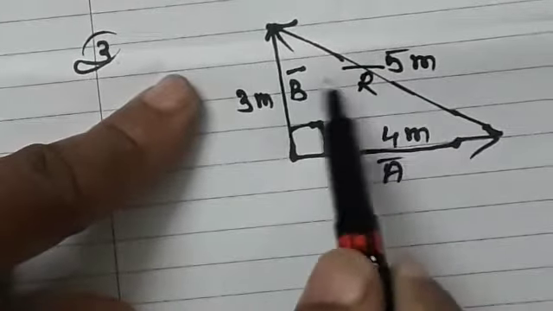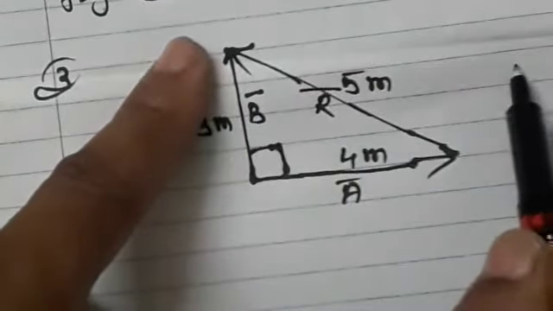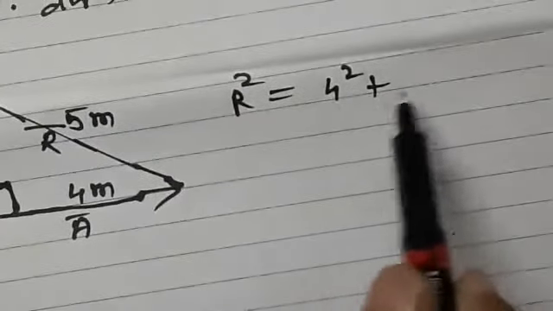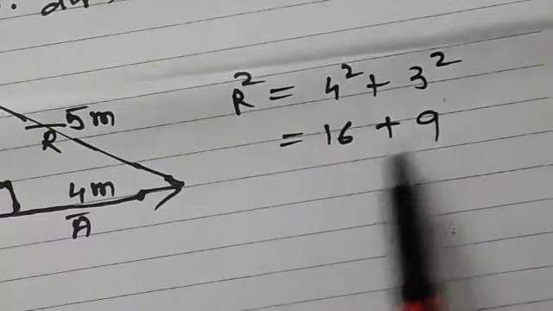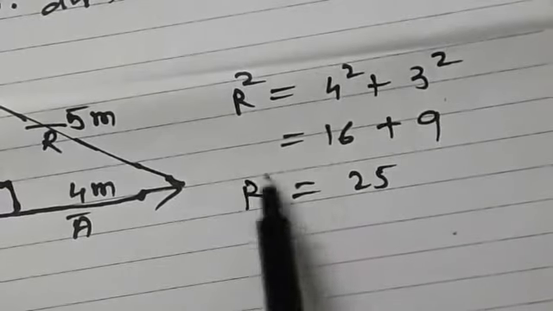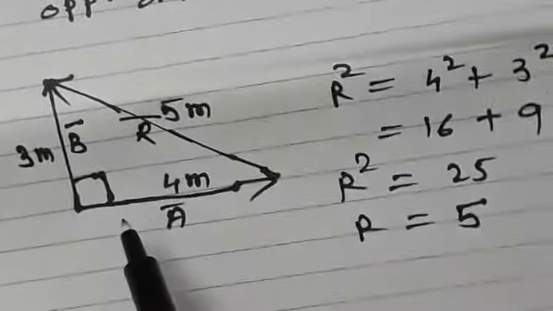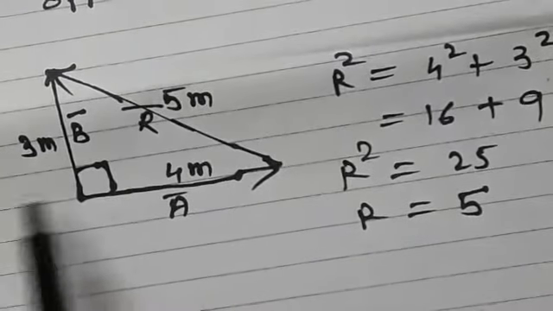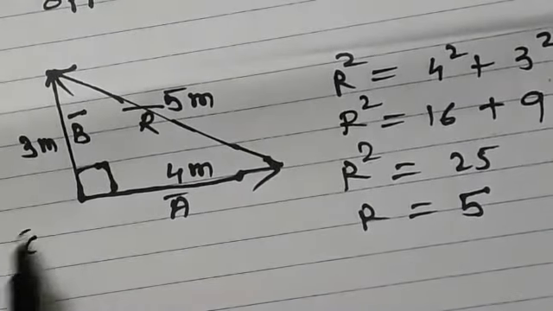How can it be solved? We know that by using the Pythagoras theorem, the resultant r square is equal to 4 square plus 3 square. 4 square is 16, 3 square is 9, that is 25, so r square is 25, therefore r is equal to 5. By using the Pythagoras theorem, if the two vectors are mutually perpendicular to each other, then the resultant is 5 meters. This is figure C.